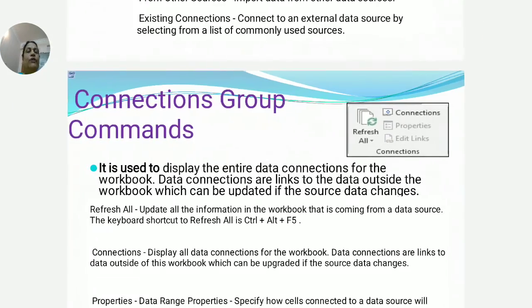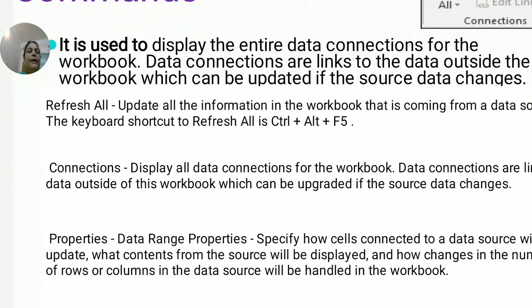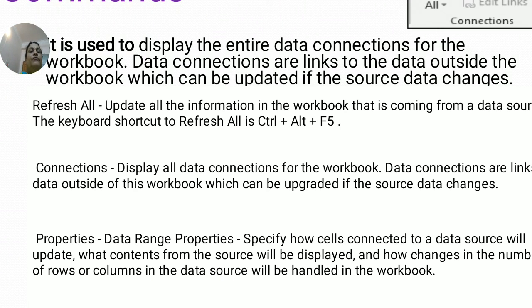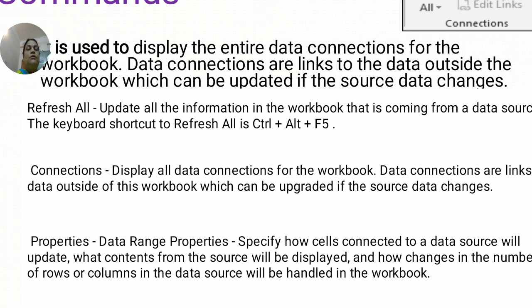Now what are the functions of each command? What is the connection group? It is used to display the entire data connections for the workbook. Data connections are links to the data outside the workbook which can be updated if the source data changes. Let us see each command's function. Refresh all updates all the information in the workbook that is coming from the data sources, that is, an external data source. Suppose you are getting information from other data sources. This command is used for refreshing all the data which has come from the other data sources.